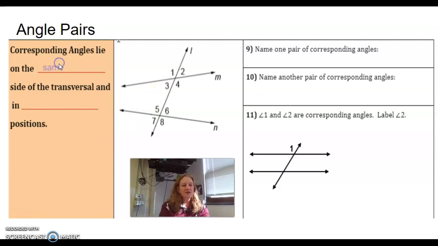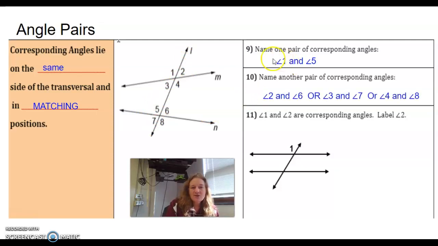Corresponding angles lie on the same side of the transversal and in the matching position. So what we mean by that is if I could cut this in half and I took angles 5, 6, 7, 8 and I picked it up and put it on top of 1, 2, 3, 4, 1 and 5 are in the same position. 1 and 5 are corresponding angles because 1 is in the top left corner, 5 is in the top left corner of this set of angles, and they're on the same side of the transversal.